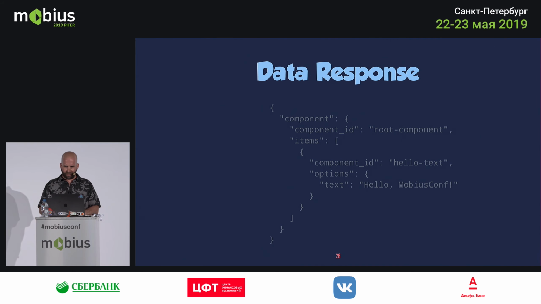And similarly, here's the data response. Its structure mirrors the layout response. So on the client, we just put these two together and render the result. We have a root component, and instead of children, it's called items. And in there, we get the actual data, so this would be the result of running whatever query. In this case, it's static text, but you get the idea. So, hello, Mobius conference.